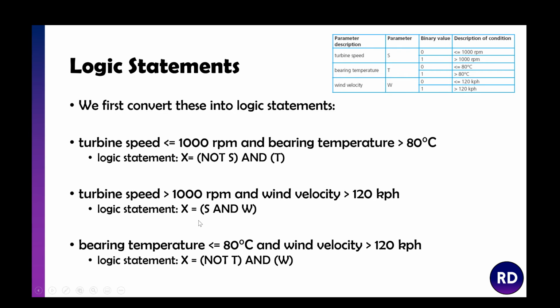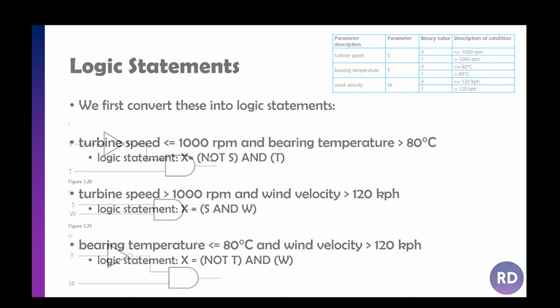Then turbine speed is greater than 1000 RPM and wind velocity is greater than 120. The statement is S and W, so it needs to be this one and this one, so it's a 1 and a 1, so it's just S and W. And the bearing temperature is less than or equal to 80 and the wind velocity is greater than 120, so it's going to be this one here, so not T and W. So we've converted them into different statements.